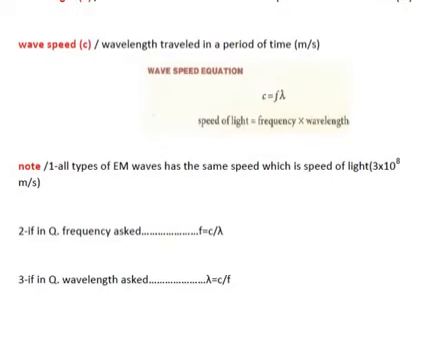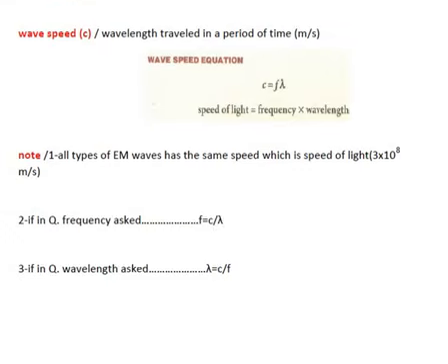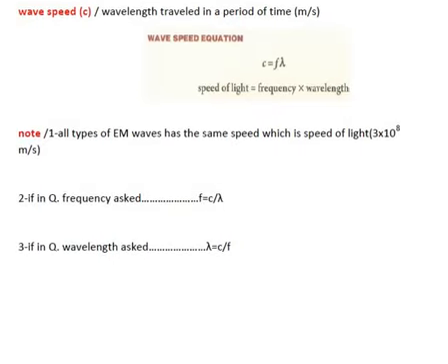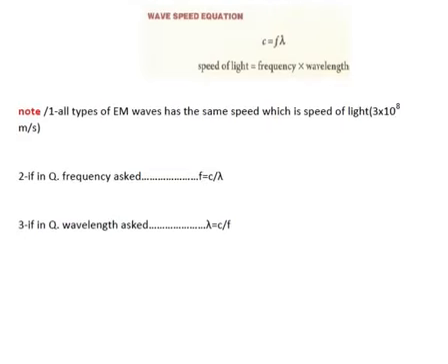Another note says if in the question frequency is asked, we have to change the shape of the rule. It will be f equals c over lambda. The third note says if in the question wavelength is asked, then lambda equals c over f, speed of light over frequency. So if speed of light is asked, it's multiplication. If other variables are asked, it is division.